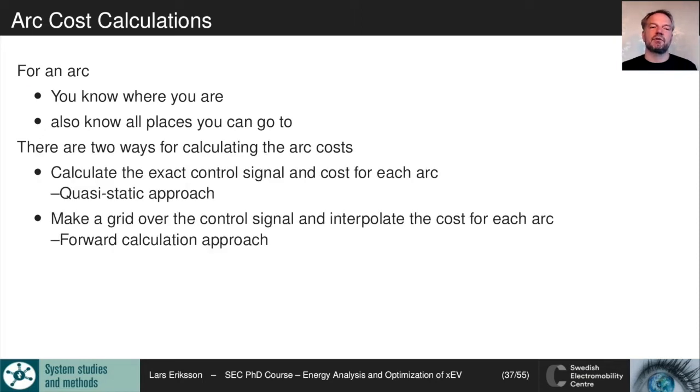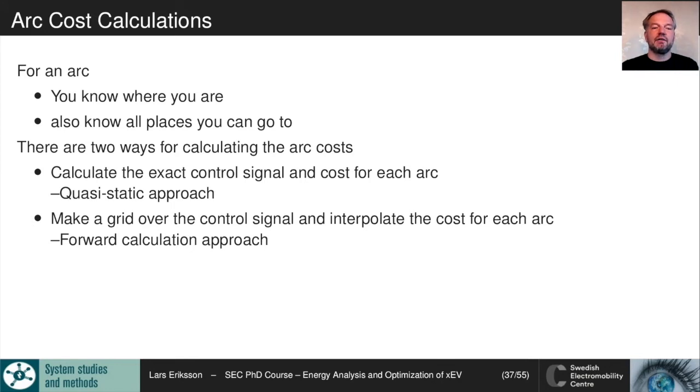When you're about to calculate the arc costs, you can do it in two ways. One is to calculate the exact control signal that you need for getting between the two states, and from that you can calculate the cost for each arc that's in there. And that can be seen as a quasi-static approach. You are asking the question, okay, how can I reach this final point from where I am?